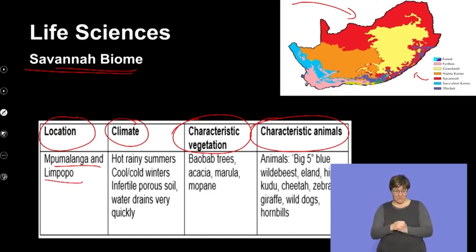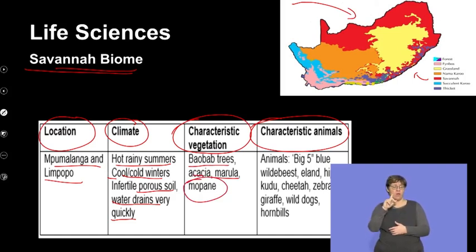They are defined by hot, rainy summers. They have cooler, extremely cold winters. The soil is infertile and porous, and water drains very quickly through it. The vegetation in these areas is characterized by baobab trees, acacia trees, and your marula. We also typically find the mopane worms in these trees.